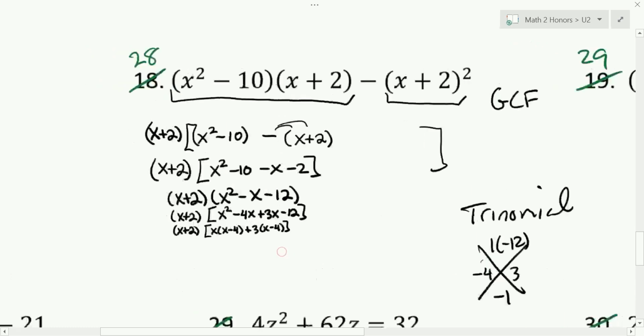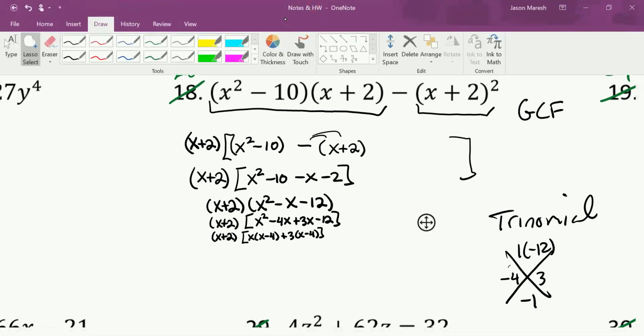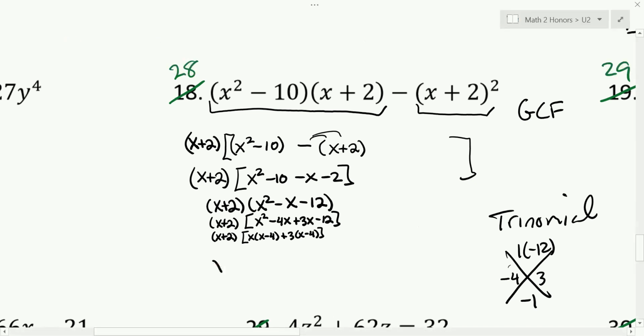Okay. So, final answer, x plus 2 times x minus 4 times x plus 3.